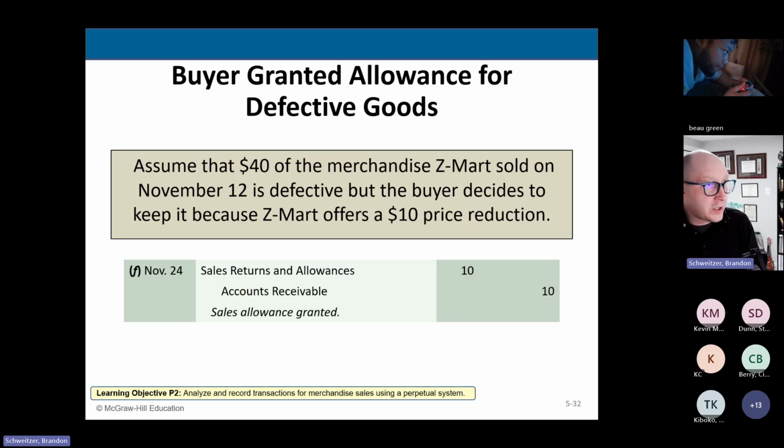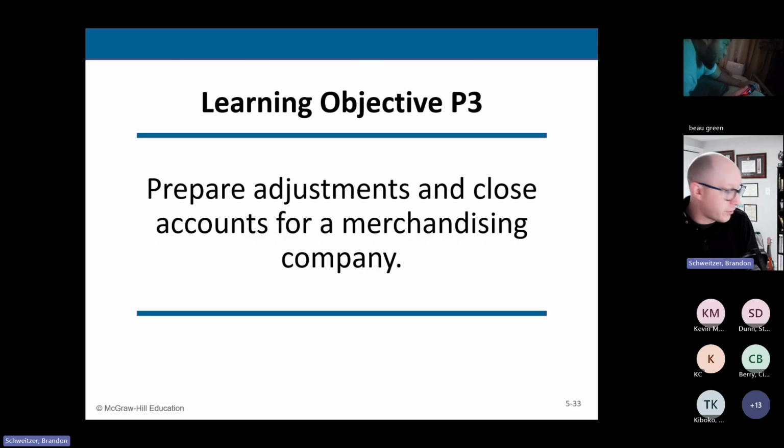Here we have another example where the customer calls us up and says, hey, listen, this is broken. And we're like, you know what? Y'all can keep that, and we'll just give you a discount on your bill. Customer agrees, no problem. They bought $40 worth of stuff. Some of it's broken. We decided to offer them a $10 discount off of their bill. So we debit sales returns and allowances, and we credit their accounts receivable by $10. Sometimes it's easier to do that than it is to go through the process of returning it.